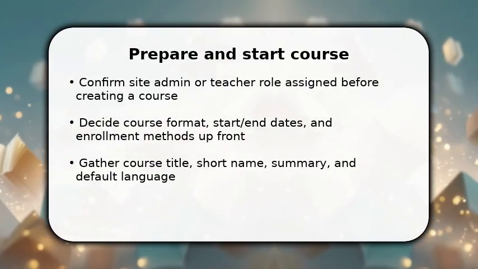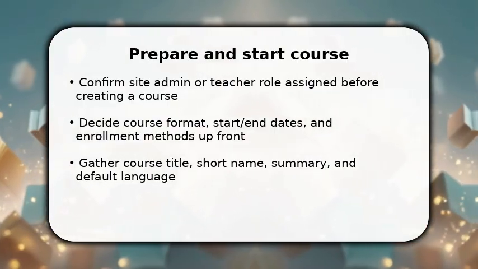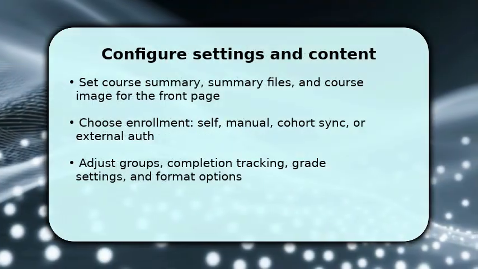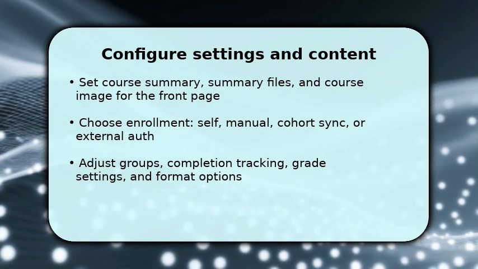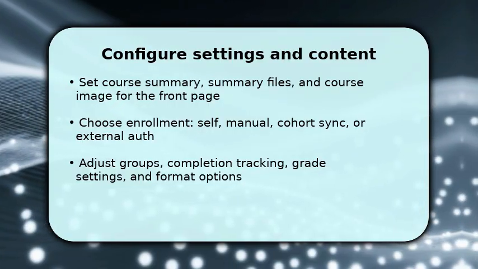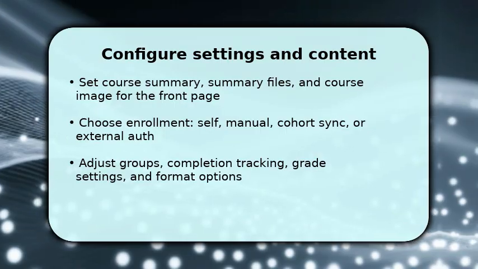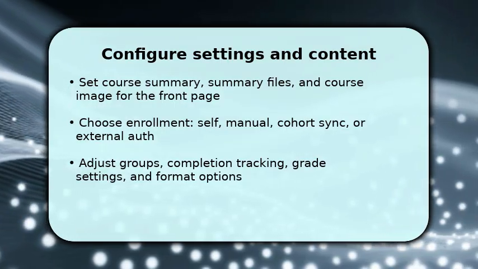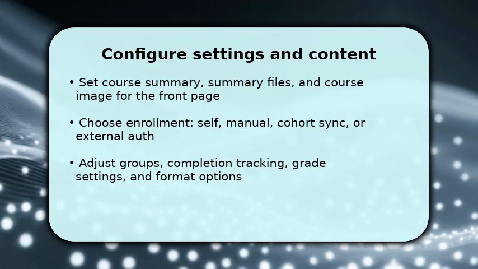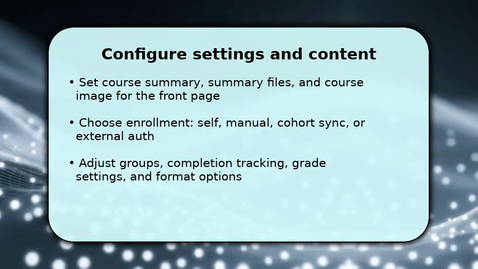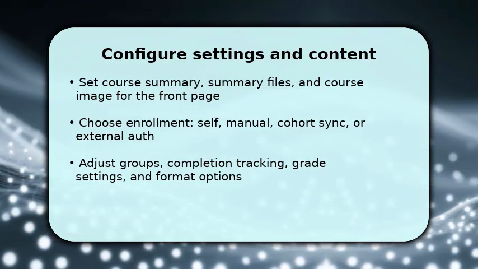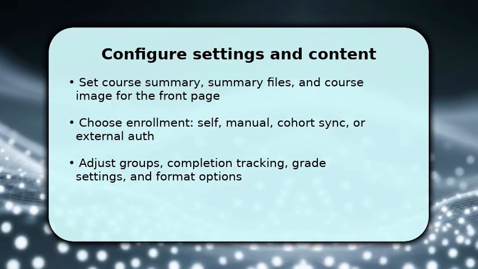Now refine settings and add structure. Open course settings and paste the summary to explain goals. Include a header image to help orientation. Next, configure enrollment methods. Enable self-enrollment for public access or manual for controlled intake, because that controls student flow. Then set up groups and groupings if you segment learners. Enable activity completion to track progress, and configure gradebook aggregation.